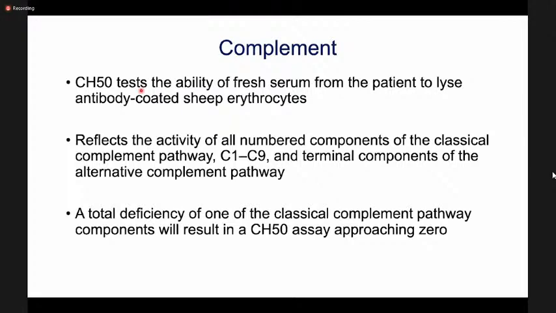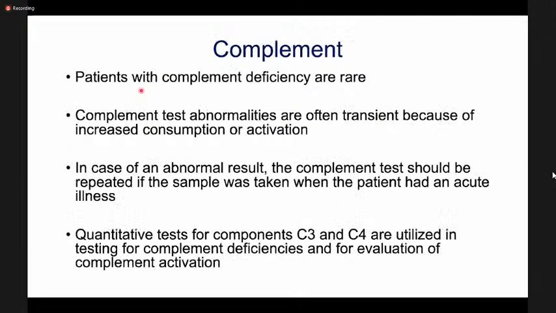So the CH50 would be a screening test, which looks at the ability of the patient's serum. So complement should be in the serum, should be fresh because complement components are labile. And you're looking at the ability to lyse antibody-coated sheep red blood cells. So the antibody on the sheep red blood cells, that's an antigen-antibody complex. So it should activate the complement in the patient's serum. So you look at basically 50% of lysis of your red blood cells, how much serum would lyse 50% of red blood cells. The same thing for the AH50.